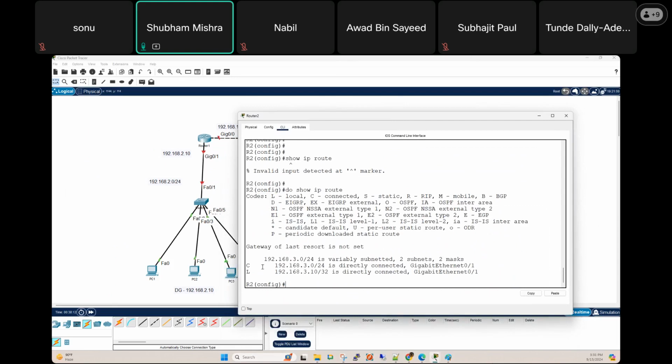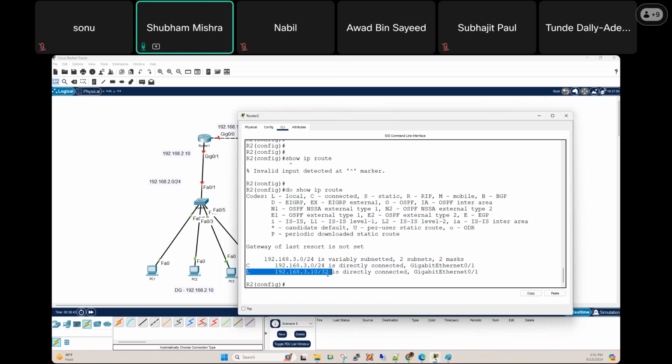So this is the way we configure the IP address. See, C means directly connected. It means the network 192.168.3.0 with subnet mask /24 is directly connected on which interface? Gig 0/1. And L means local. L means I locally configured this address.